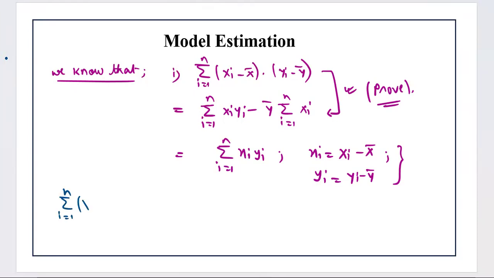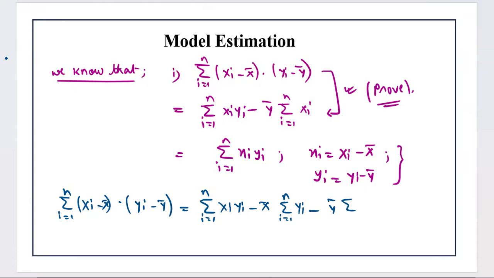So summation i from 1 to n xi minus x bar. I am doing this particular thing, but the next thing I'll give you as homework, please do that. Xi yi, and then you will be having minus x bar into summation i from 1 to n yi, and then you will be having xi into yi, then you have minus x bar into yi, then you have y bar into summation xi, and then you will be having n x bar y bar, right?